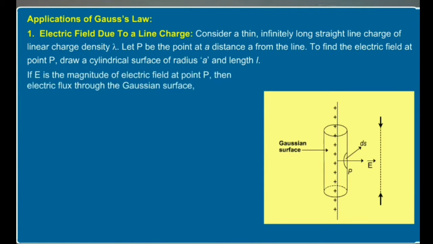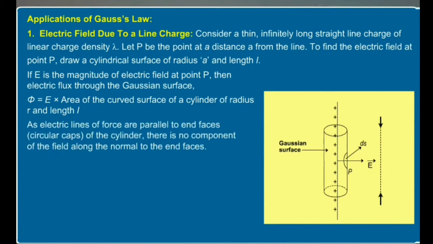If E is the magnitude of the electric field at point P, then the electric flux through the Gaussian surface (Gaussian surface means the assumed surface) is phi equal to the electric field into the area of the curved surface of the cylinder of radius r and length L.